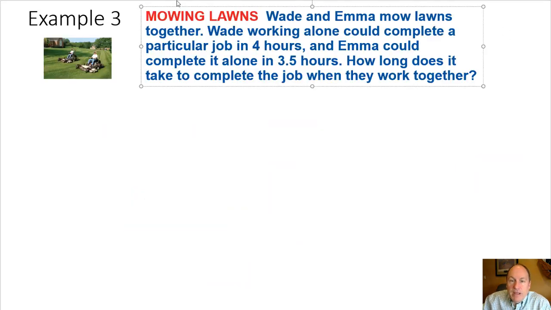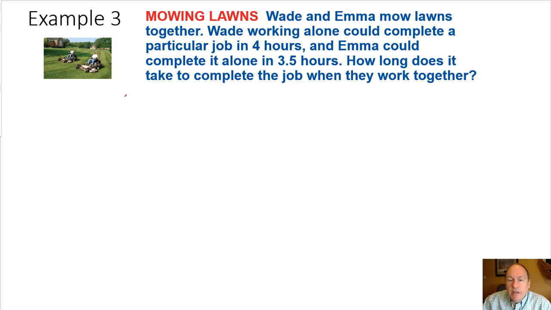Let's look at a very typical type of problem using this type of function. And that's a work problem where two or more people are working together. So Wade and Emma are mowing lawns together. Wade by himself could do this in 4 hours. Emma, she's a little bit better at it. She could do it in 3.5 hours. How long does it take them to work together on the job?